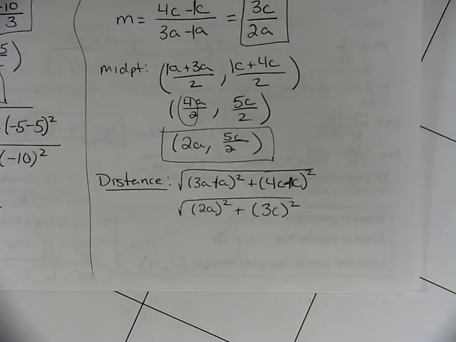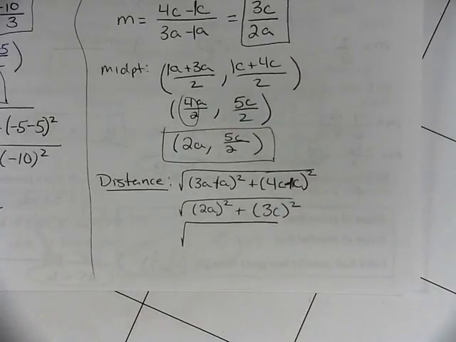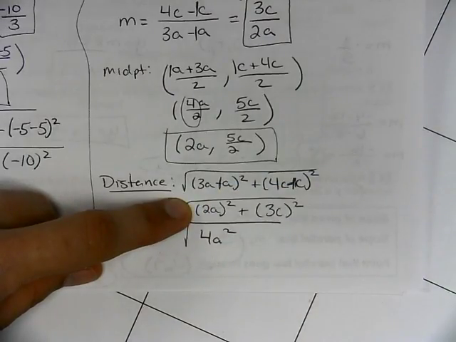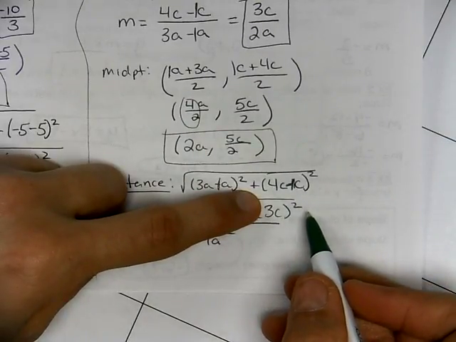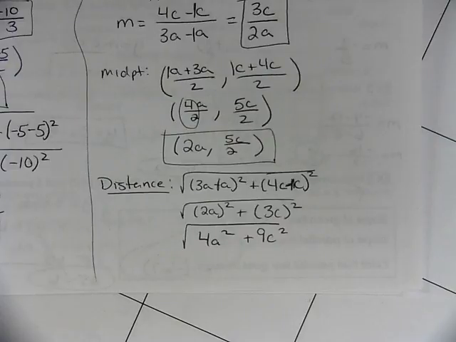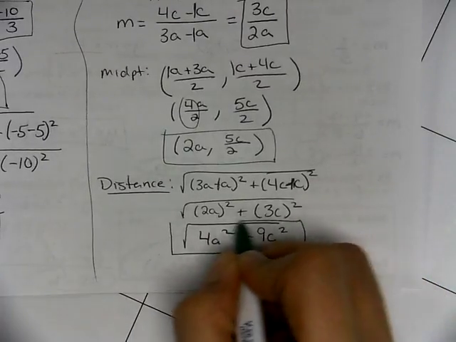Here's another issue that pops up. When we go to square it, what's 2a squared turn into? You not only have to square the a, you have to square the 2. This whole thing squared is 4a squared. You have to not only square the number, you have to square the letter. 3c squared then turns into what? 9c squared. Does that make sense? Now, can you combine an a and a c? Are they the same? No. So we're done. Don't do anything else. This is your final answer.